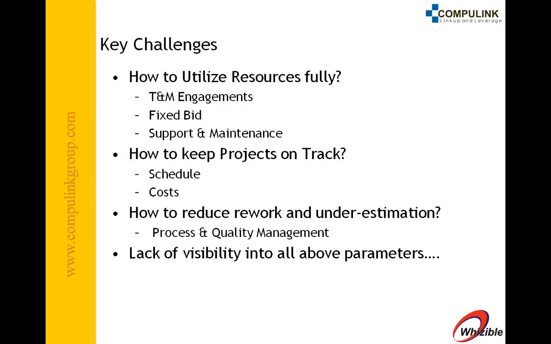Let's now quickly look at the key challenges that face service execution companies. The first, as we just saw, is how to utilize resources fully. We talked about T&M engagements and fixed bid engagements, but there's a third type of engagement, and that's far more complex. That's the support and maintenance type of projects. Now in these projects, you get an annuity-based fee and the amount of work to be done is uncertain. So how do we handle resource utilization in such situations? Any combination of fixed bid and support and maintenance type of projects tends to drive the resource utilization down.